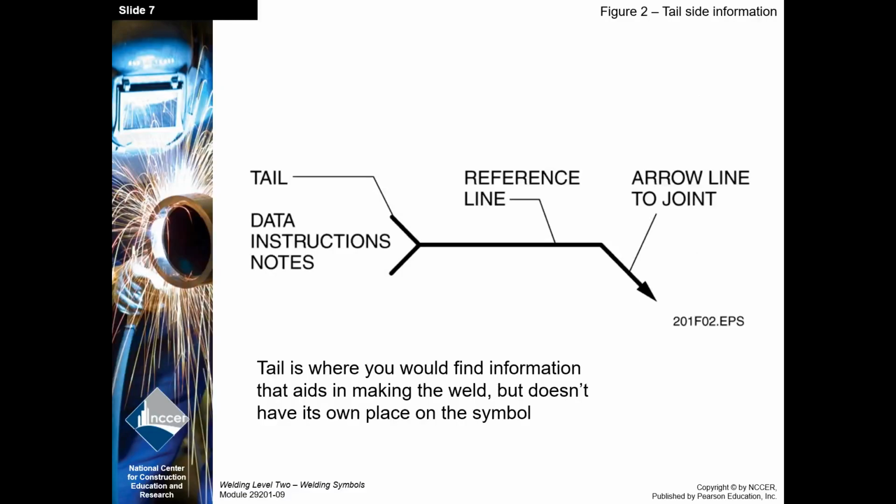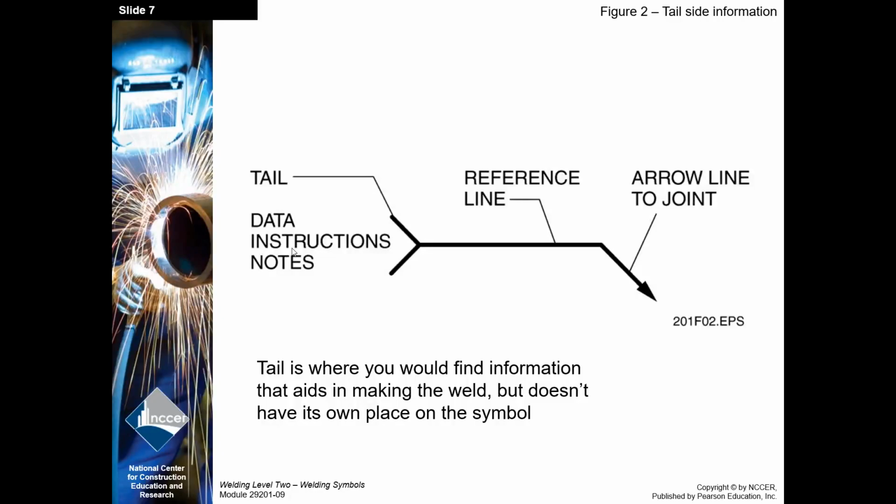So we can add a tail to the reference and arrow here. We got a tail here. What do we put in the tail? Any information that we don't have a symbol for. So we're not going to put the words fillet weld here because we've got a fillet symbol. We're not going to put field weld because we have a field weld symbol. We're not going to put all the way around because we have an all the way around symbol that we can put on that. So what do we put here?